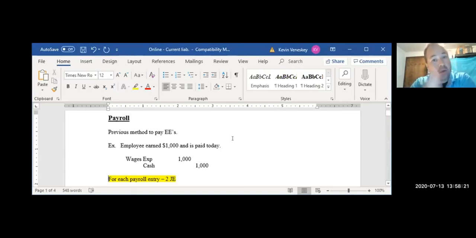We're doing the same thing here. We're just moving down the line. So we finished the assets. Now we're going to be in the liabilities. Next chapter, we're going to move over into the owner's equity section.